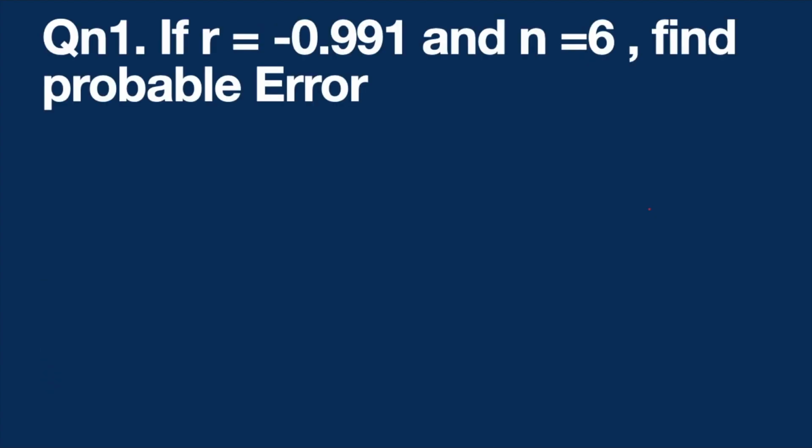We'll have a quick example, and we'll calculate the probable error. We have a question wherein the correlation is already given, which is negative 0.991, and we have n as 6. We are supposed to calculate probable error. For calculating probable error, we need only the coefficient of correlation and n, the number of observations. So we know that the formula for calculating probable error is 0.6745 multiplied by 1 minus r square divided by root n.